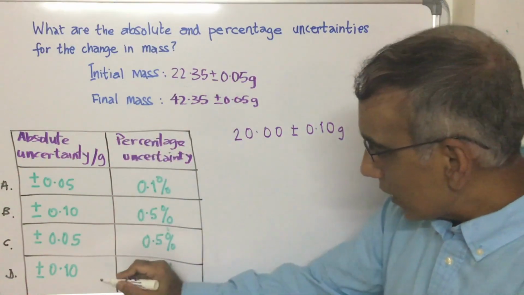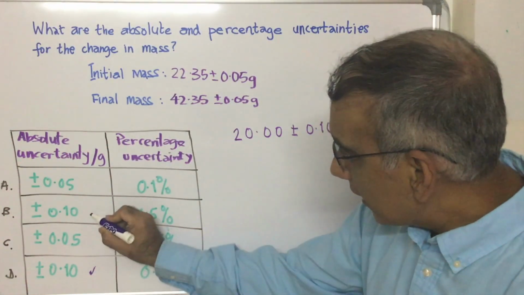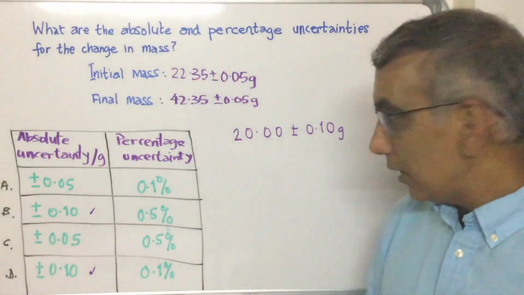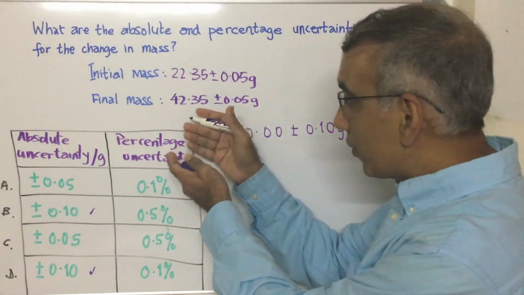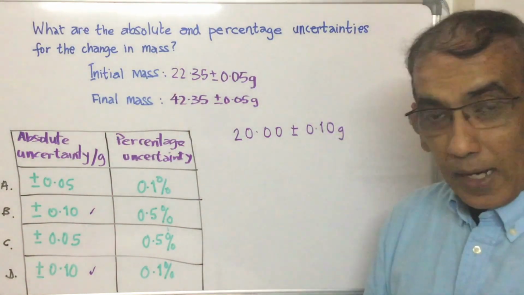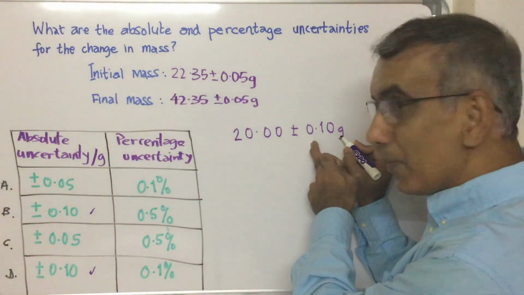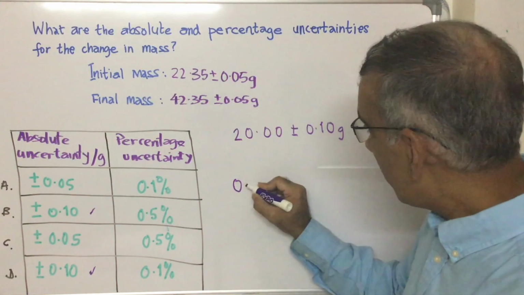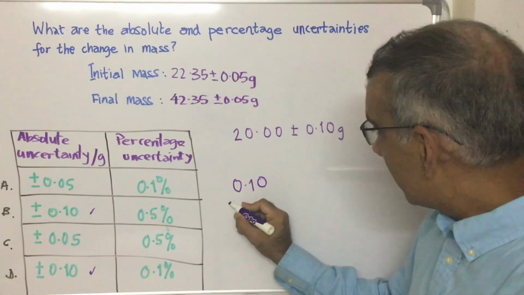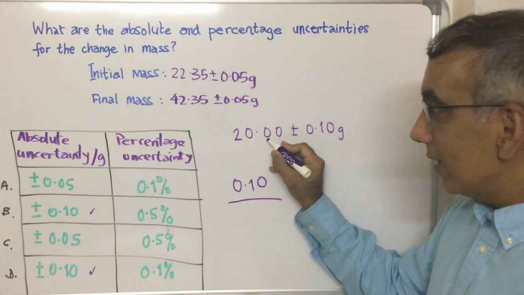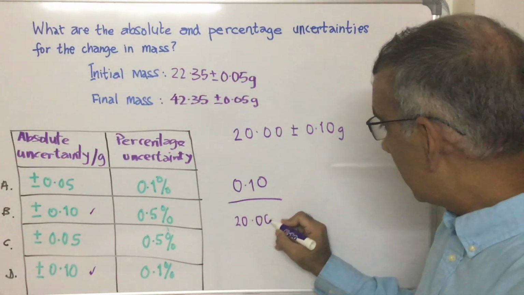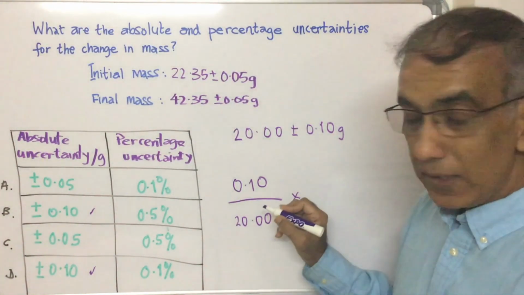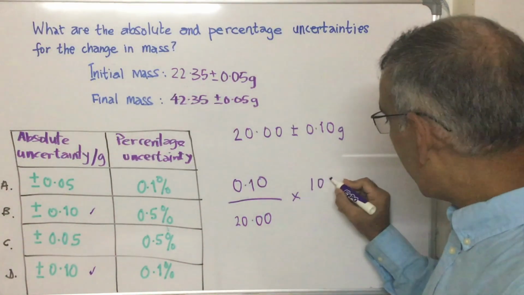Here you look down the choices and you see you have D and you have B, presenting you with this value for the absolute uncertainty. And now you're asked, what's the percentage uncertainty? And now you'll have to take this absolute uncertainty, 0.10, divided by the reading, which is 20.00, and then of course to find a percentage out of 100, you multiply by 100.